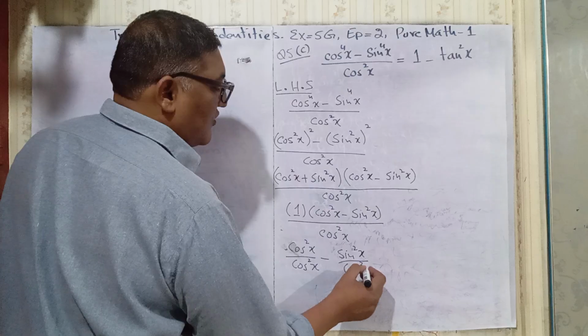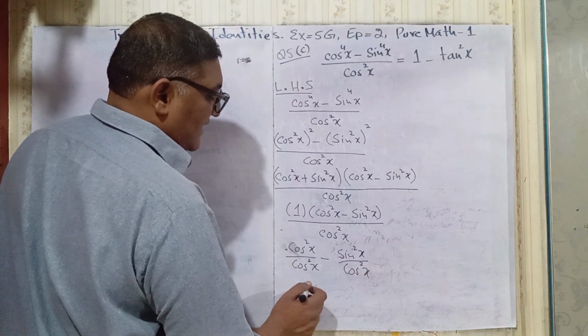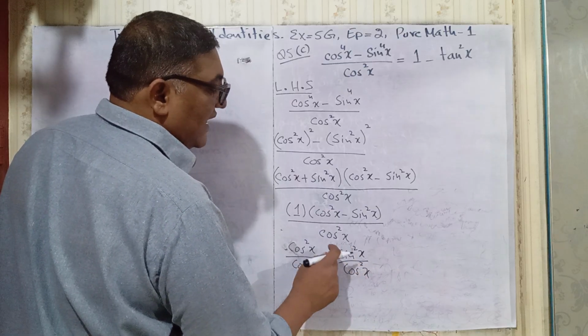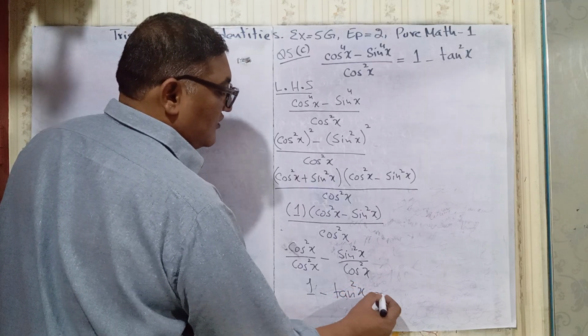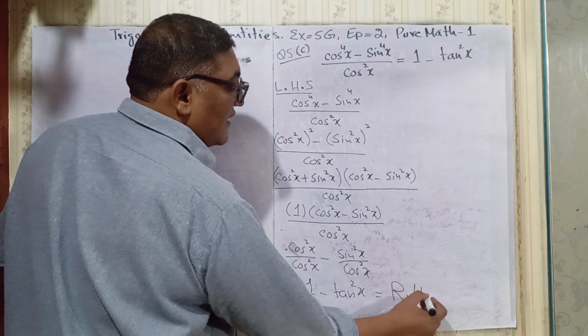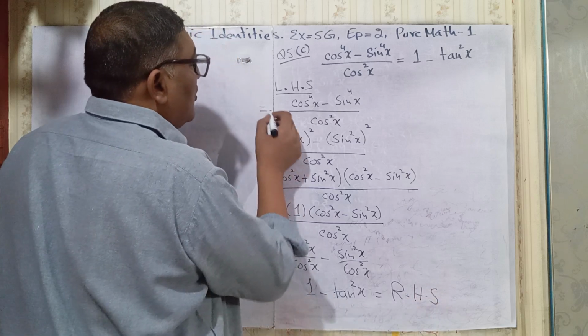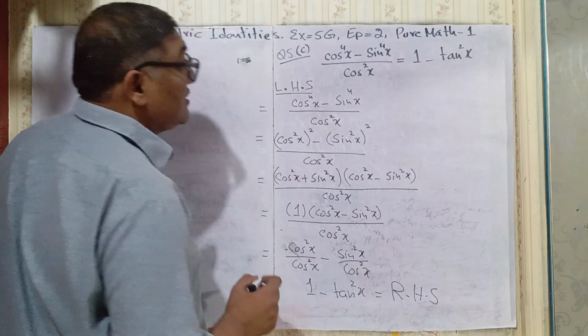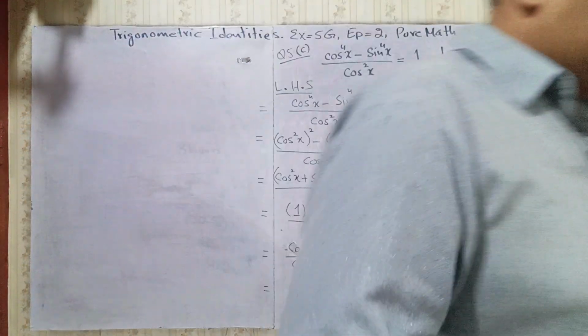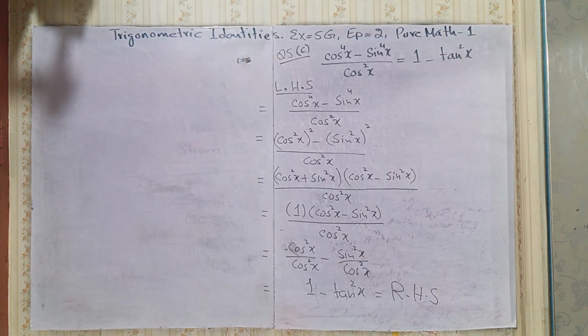So cos²x by cos²x is 1, minus sin²x by cos²x, which is tan²x, and that equals the right hand side. So my dear student, this is how we will do question number 5, C part. This is how you prove that the left hand side and the right hand side are equal. This was question number 5, C part, and its solution.